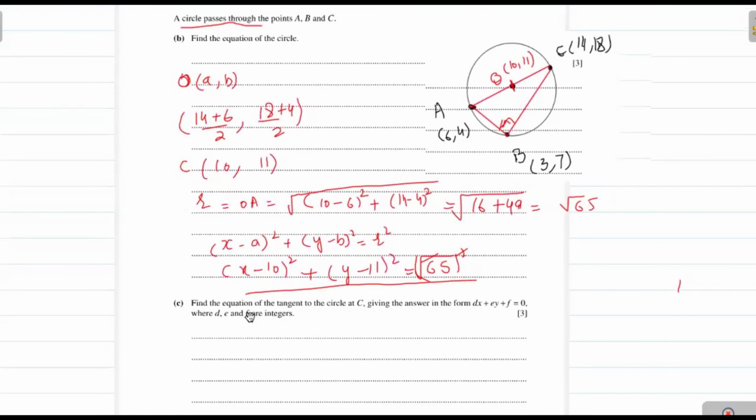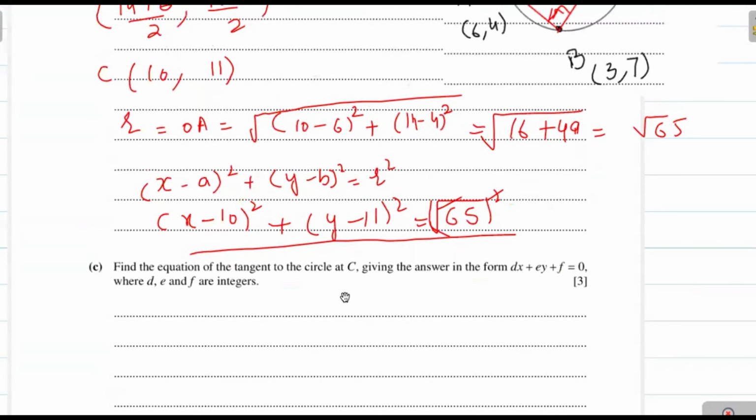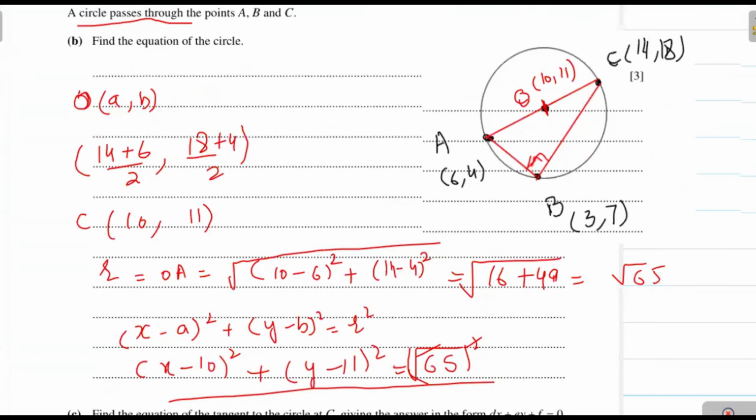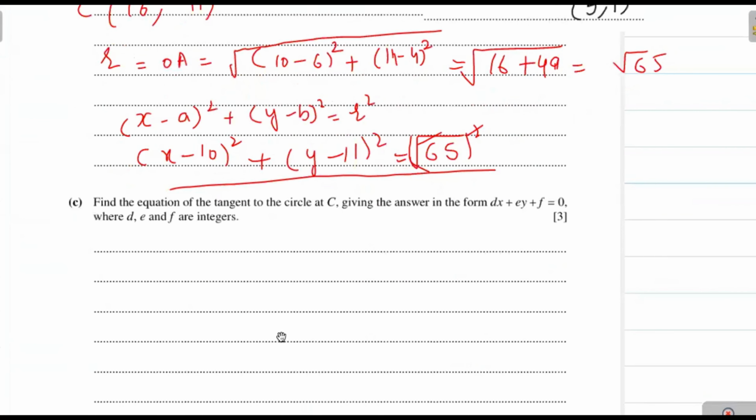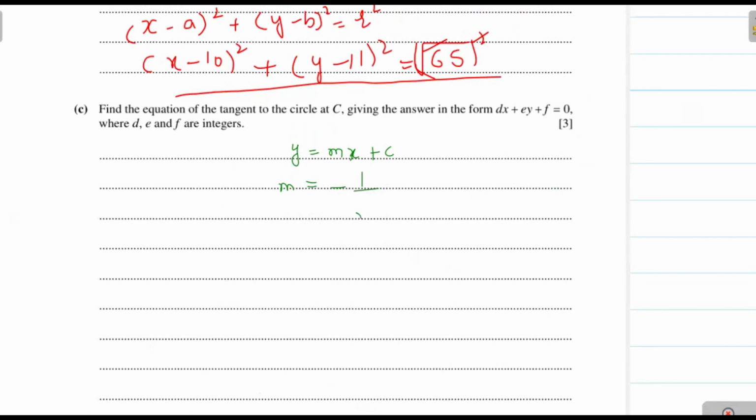The next is part C: find the equation of the tangent to the circle at C. You see here, this is the point C and this is the tangent line at C. Now we find the equation of the tangent. The equation of the tangent line at C is y equal to mx plus c. Now the gradient of the tangent would be equal to the negative reciprocal of the gradient of AC.